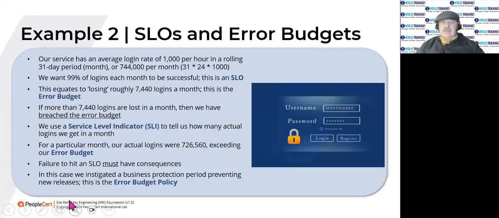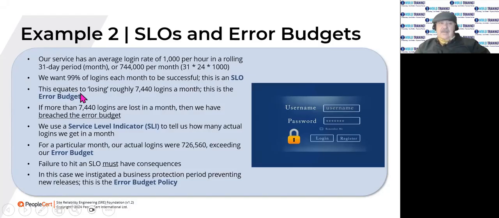Okay, so here's another example. Let's say you had a service with a login rate of 1,000 per hour in a rolling month, or 744,000 per month, just doing the math. How many in a month if there's that many in an hour? So let's say you decided as an SRE that you want 99% of those logins every month to be successful. That's now your SLO.